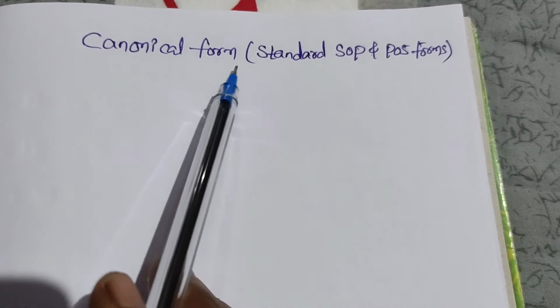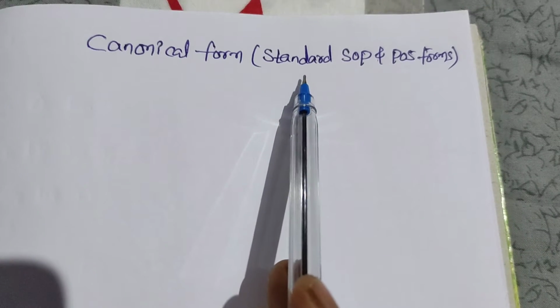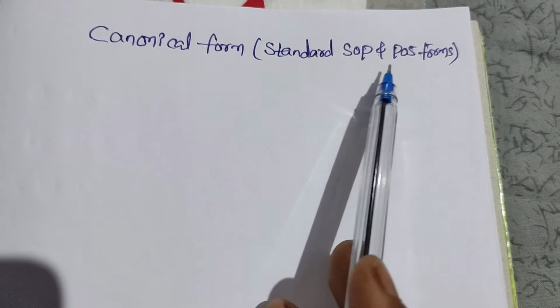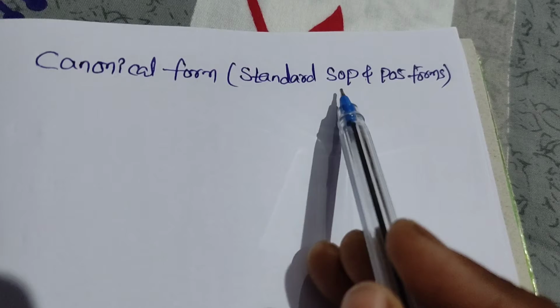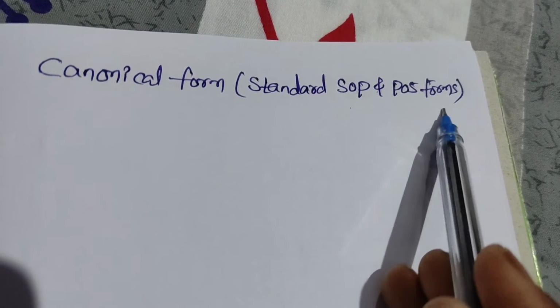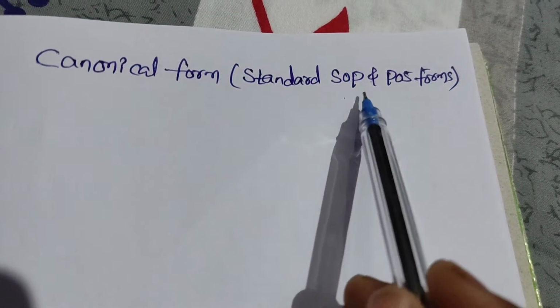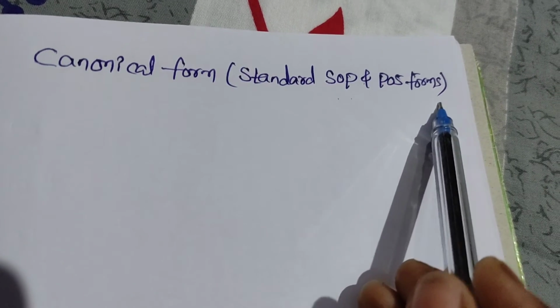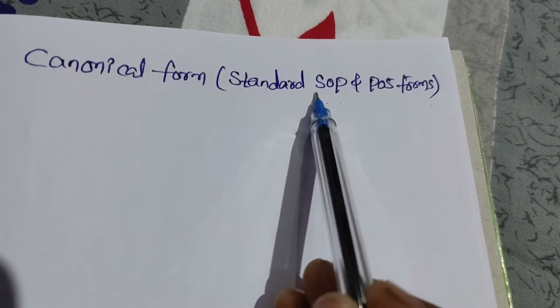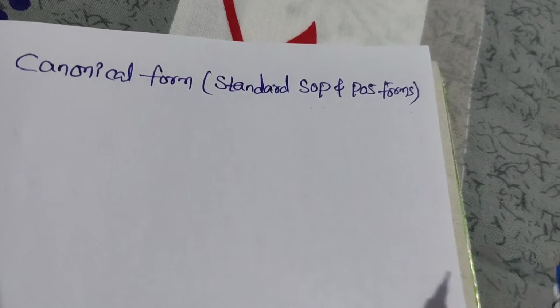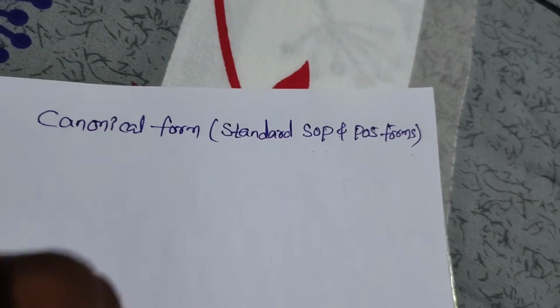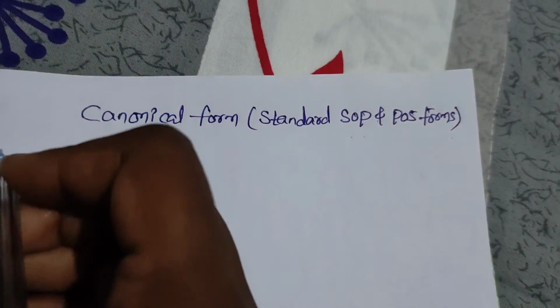In this video, we are going to discuss canonical form, which is also known as standard SOP and POS forms. SOP and POS are called sum of products and product of sums. Before going to see sum of products and product of sums, we will see about Boolean function, which we have discussed in the previous class.